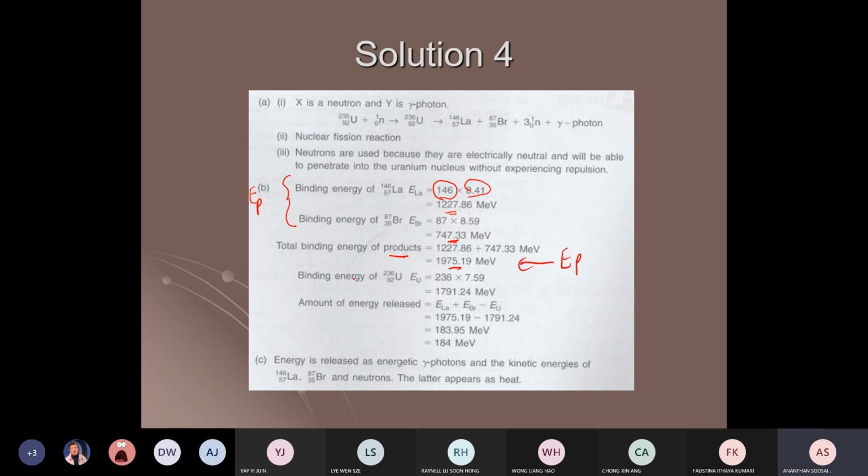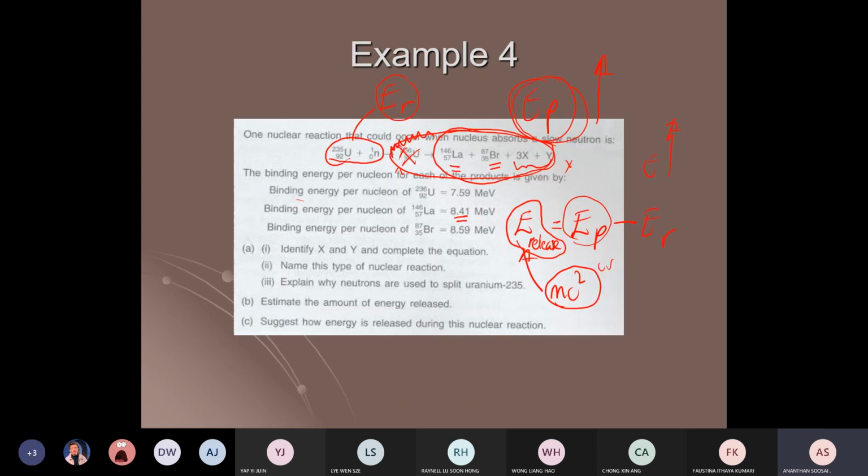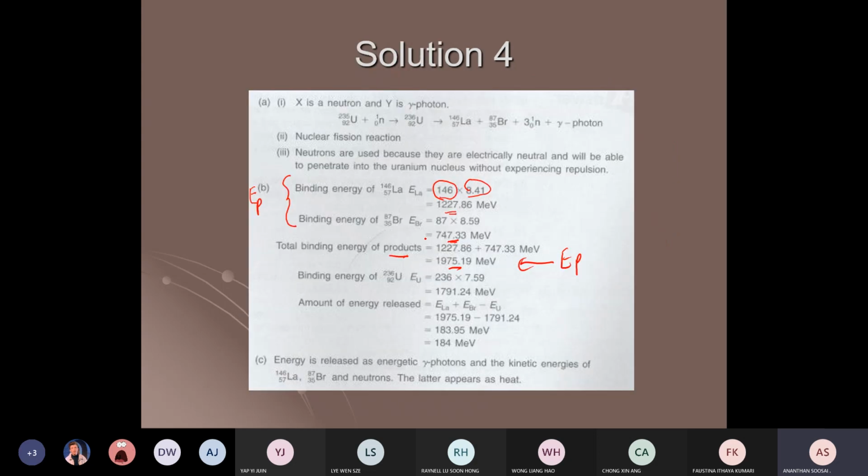So we do the same thing for the binding energy of the reactant. In this case, we have two members in the reactant. Who's that? Neutron and uranium. But they give the binding energy of the 236 uranium, so we use 236 uranium. The binding energy of the reactant is only contributed by the 236 uranium. So 236 times 7.59 will give the binding energy. This is the total binding energy of the reactant.